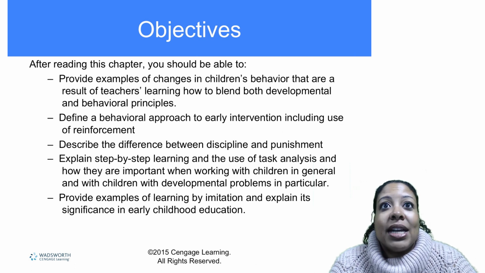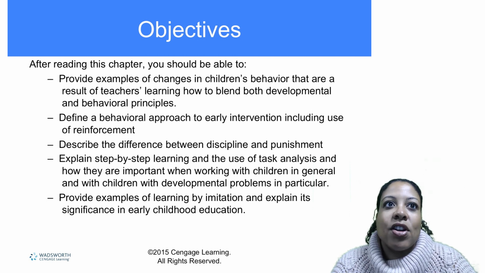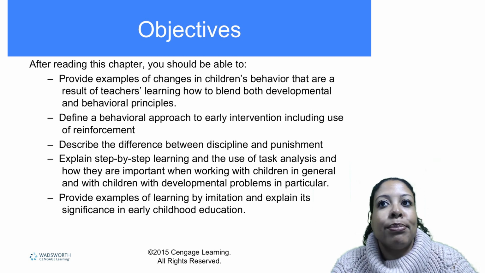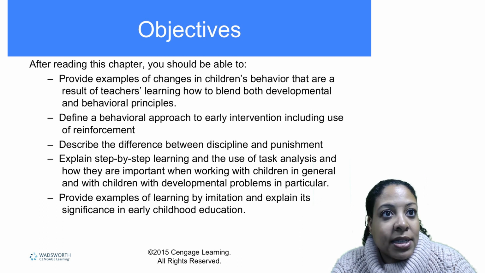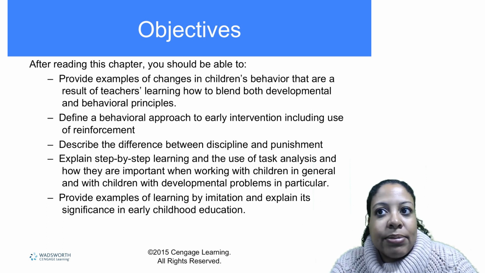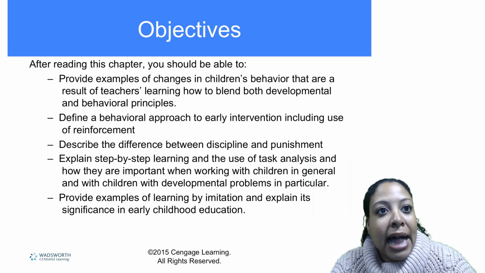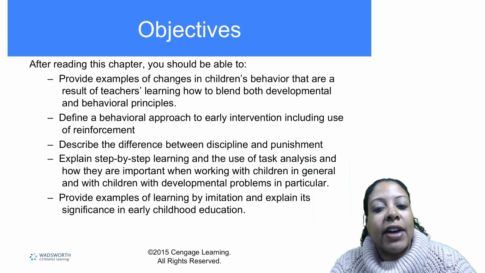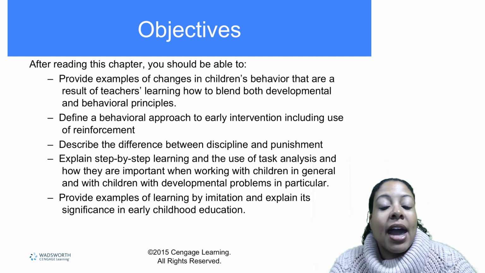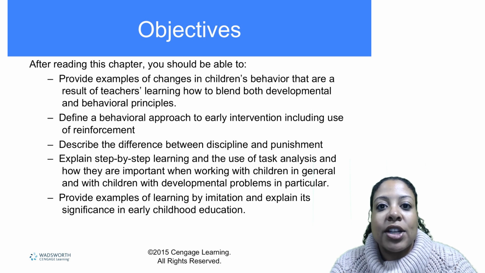So after reading this chapter, you should be able to provide examples of changes in children's behavior that are a result of teachers learning how to blend both developmental and behavioral principles, define a behavioral approach to early intervention, including use of reinforcement, describe the difference between discipline and punishment, explain step-by-step learning and the use of task analysis and how they are important when working with children in general and with children with developmental problems in particular. And finally, provide examples of learning by imitation and explain its significance in early childhood education.